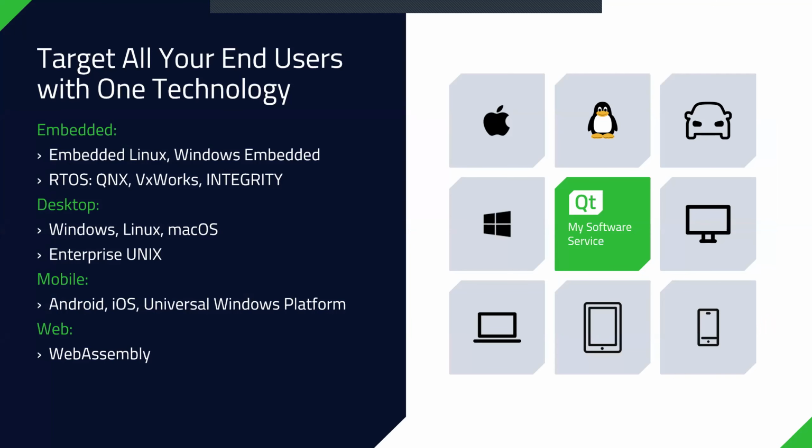As I said just before, Qt is cross-platform. This is a list of the platforms that Qt can run on. It's embedded with embedded Linux, Windows embedded, or a selection of the most common RTOS like QNX, VxWorks, and Integrity. It's also for desktop, the main platforms: Windows, Linux, and Mac OS. Mobile with Android and iOS. And also since recently, with the latest version, you can compile a Qt application to run inside a web browser using the Qt for WebAssembly technology.